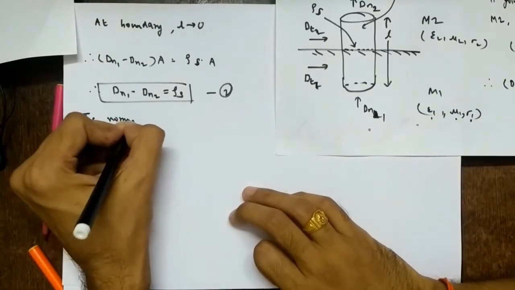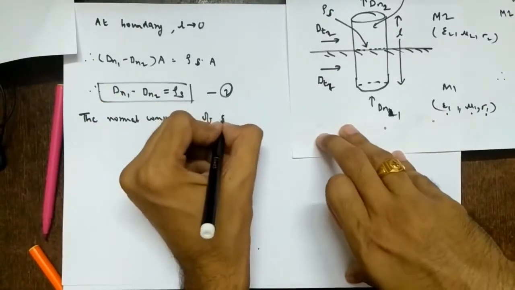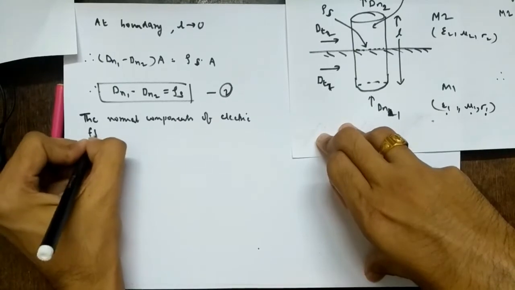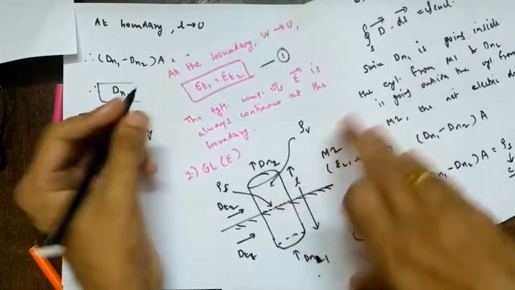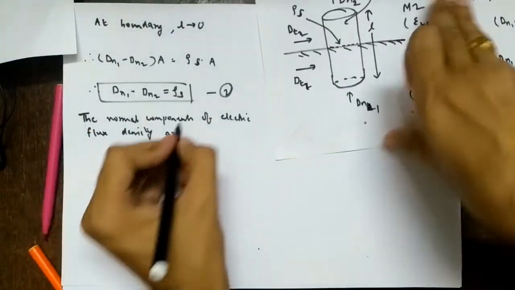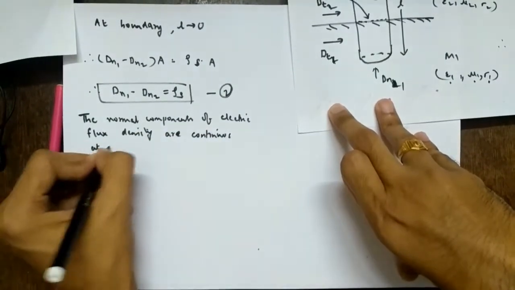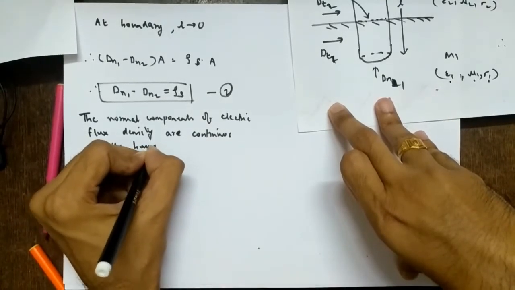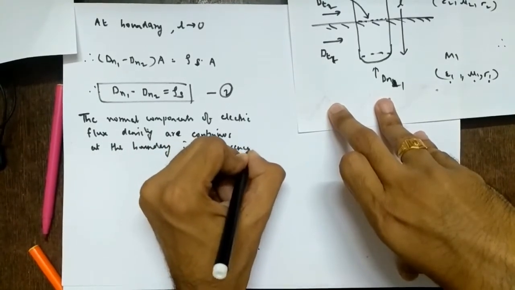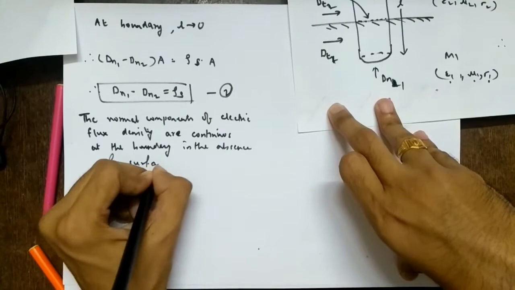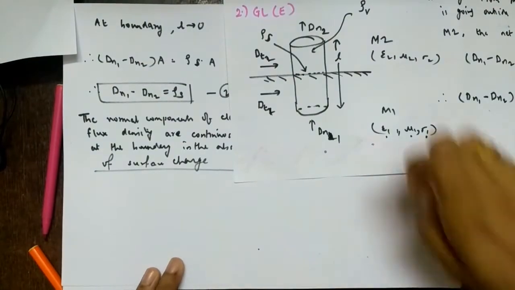So now these are normal components. So the normal components of D vector, the electric flux density, are not always continuous. In the earlier case there was no condition, so they were always continuous. Here you cannot say always, so you will just say they are continuous at the boundary only in the absence of surface charge. So this is the statement for this boundary condition corresponding to Gauss law.